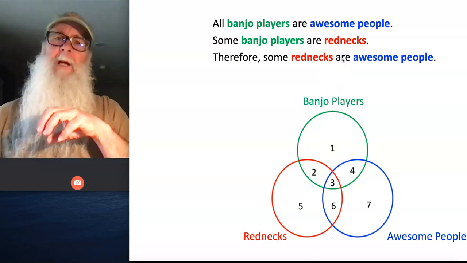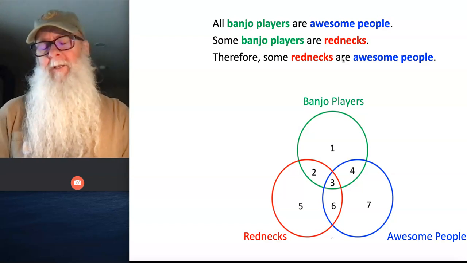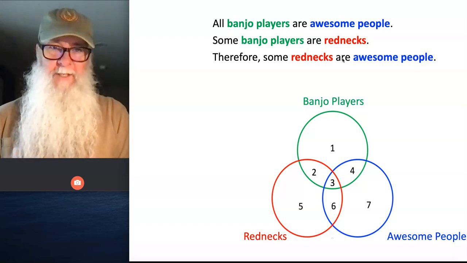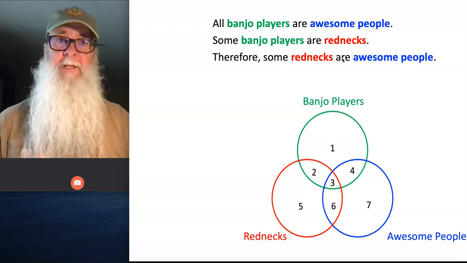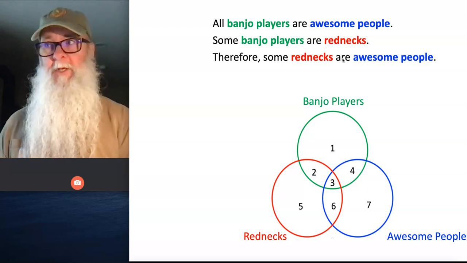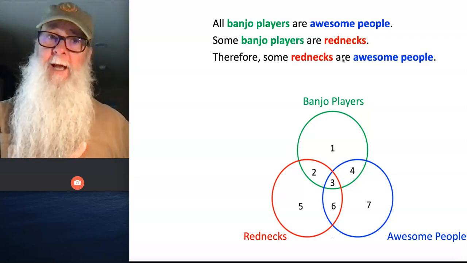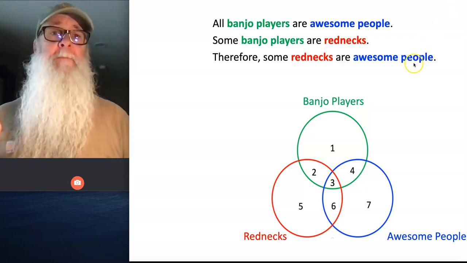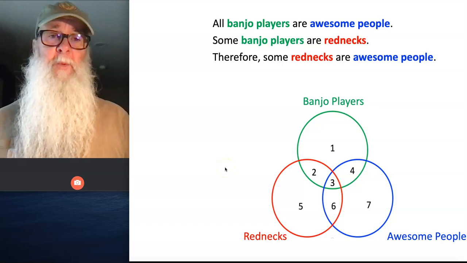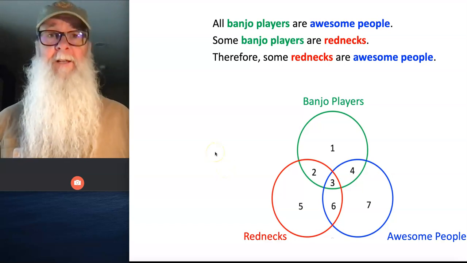Okay, so again, the arrangement of the circles and the numbers is arbitrary, but this is how we're going to do it. And it's important that we do it this way so that when we're talking about our Venn diagrams, we know exactly what we mean by, oh, you need to shade area 2, or you need an X in area 4. Okay, so make note of this. This is how we're going to be arranging the circles of our Venn diagrams.